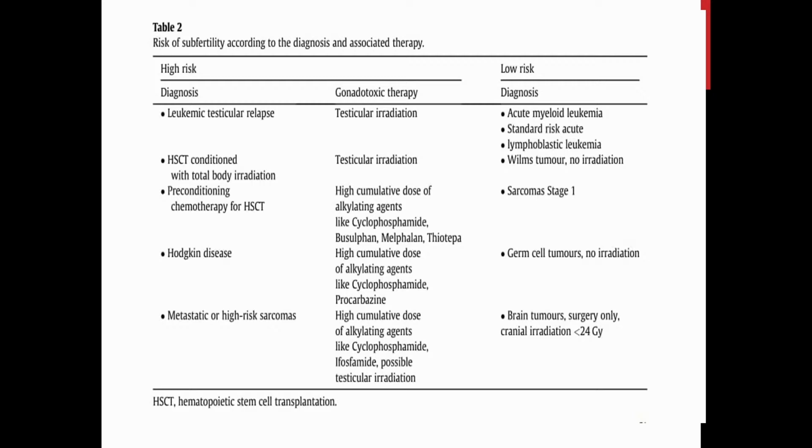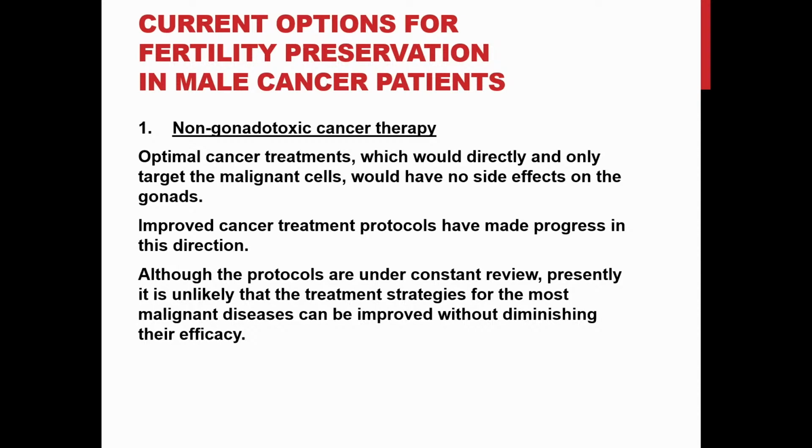Those at low risk include AML, standard risk ALL, Wilms tumor with no irradiation, sarcomas of stage 1, germ cell tumors with no irradiation, brain tumors where you have surgery only, or with cranial irradiation of less than 24 gray. Summarize now.